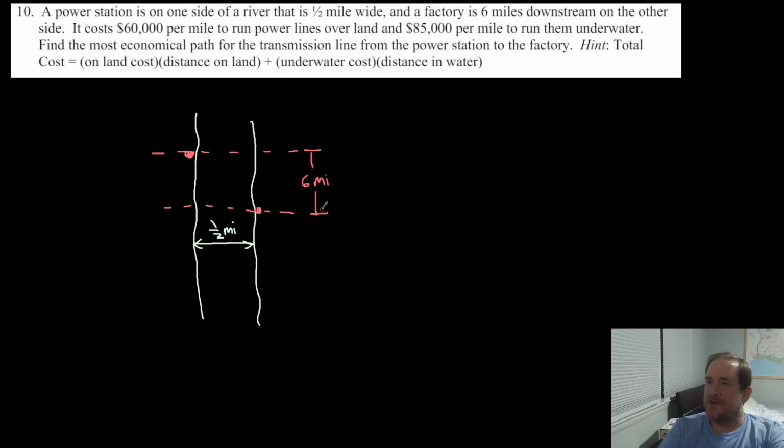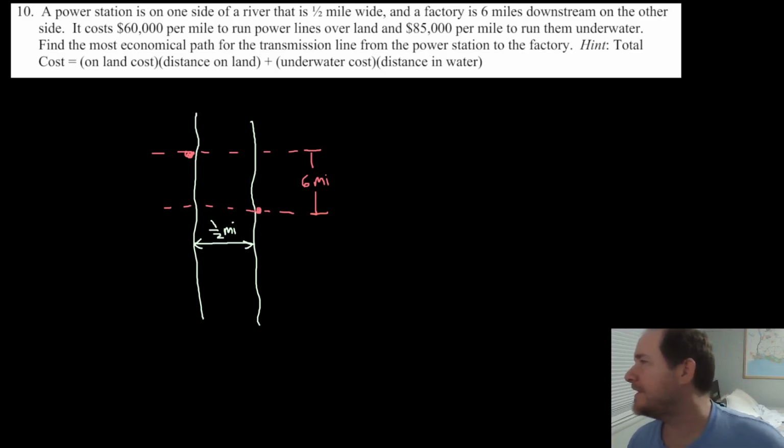Downstream on the other side, it costs $60,000 per mile to run power lines over land, $85,000 per mile to run them underwater. Find the most economical path for the transmission line from the power station to the factory. Hint: total cost equals on-land cost times distance on land, plus underwater cost times distance underwater. Yeah, I know that. We all know that. Alright, so what are you getting at here? I don't know if I know how to do this one, really. Probably not worth our time even to think about.